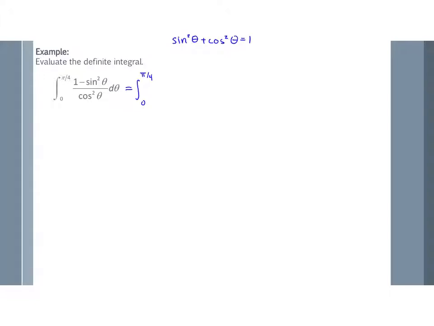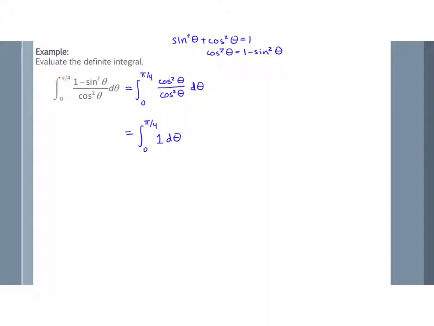So if I subtract sine squared of theta from both sides, we remember that cosine squared of theta is 1 minus sine squared of theta. So the numerator is just cosine squared of theta. The denominator is unchanged. So we are really just integrating 1 from 0 to pi over 4.